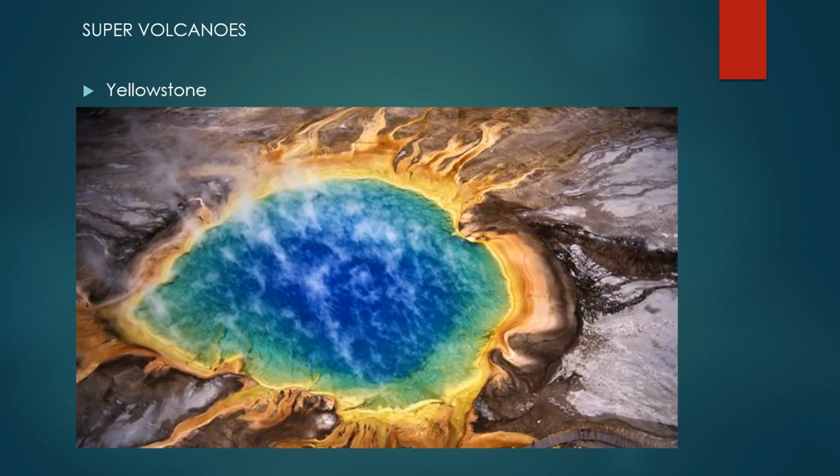And then supervolcanoes. So we do have one here in the United States. It is a term used to describe a volcano that can release 1,000 cubic kilometers of magma. And if that doesn't mean anything to you, it has more magma than the five Great Lakes or something like that. So it's rising up from a hotspot. Yellowstone is a hotspot.